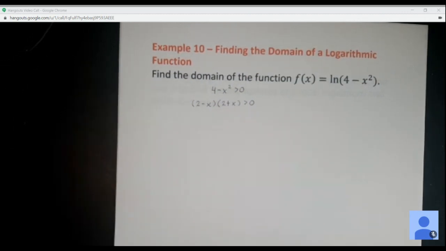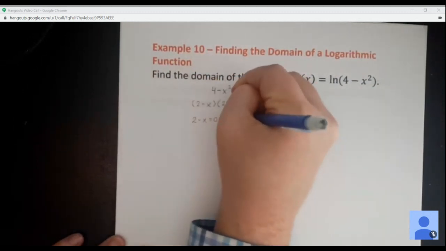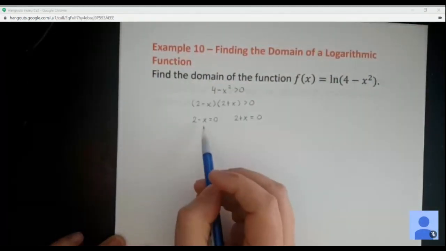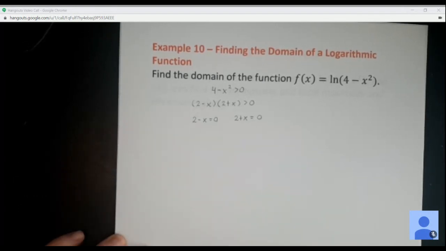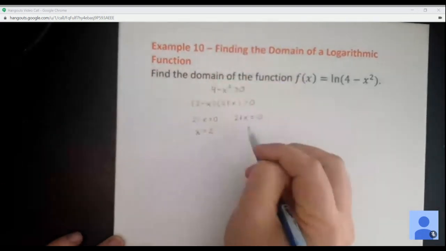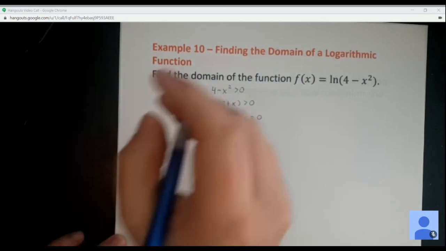Now, once we've got our factors, now what can we do? Set them equal to 0. Good. 2 minus x equals 0. I've got 2 plus x equals 0. And now at this point, I need to solve each of these for x. So what are we going to get for this first equation when we solve it? Okay, so x equals positive 2. What are we going to get for the other equation? Good, x equals negative 2.